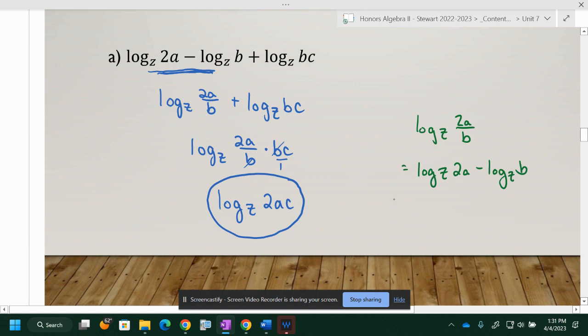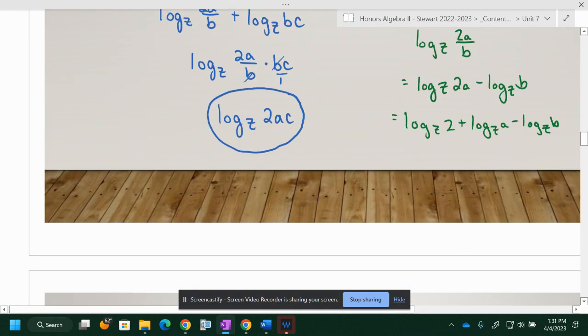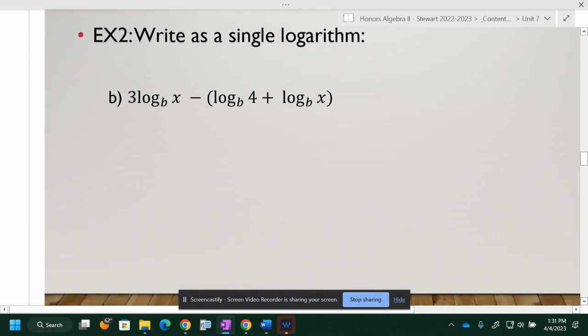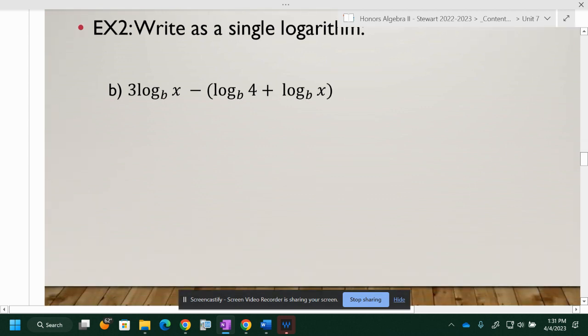So technically, if I wanted to, I could expand this one to be a final of log z2 plus log za minus log zb. But since I don't, I want to shorten it, then I'm just going to make it all the multiplication and the division parts. All right, we're going to move on to example B.